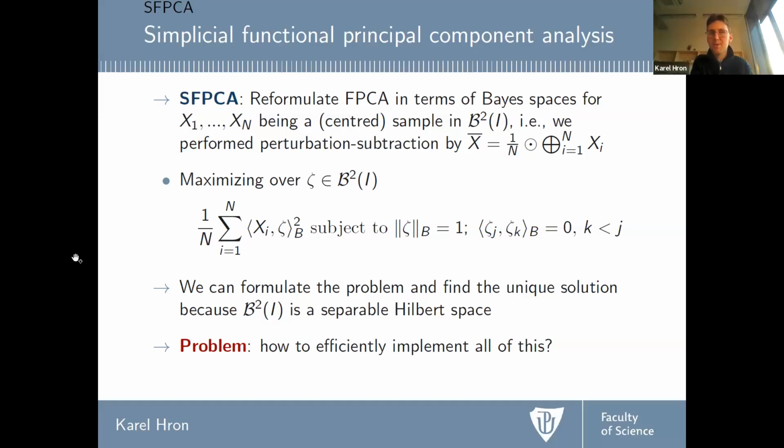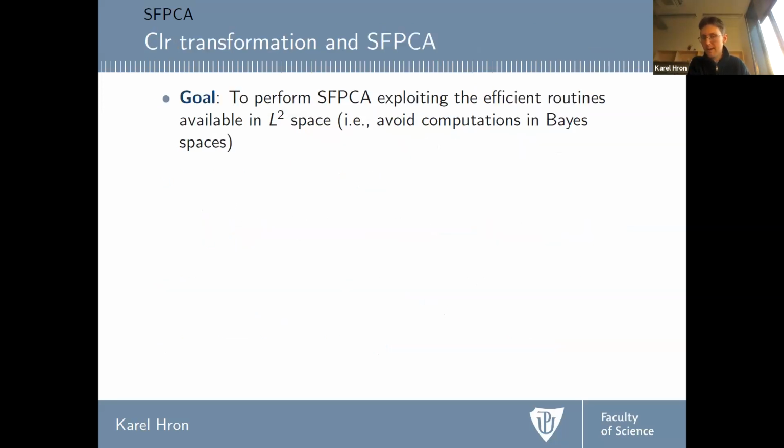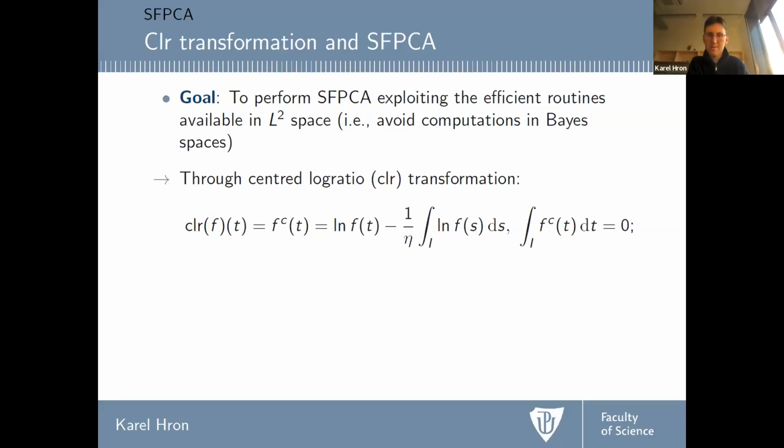So this was just briefly about functional principal component analysis, and now how to reformulate it in terms of Bayes spaces. At first sight, it's quite simple. We simply use, instead of operations of sum of two functions and multiplication by a scalar, the respective operations in the Bayes space. Accordingly, also the maximization problem is formulated in terms of Bayes spaces. And if we want to efficiently implement all this, the easiest way is now to apply the CLR transformation. And essentially, one could say that it's it.